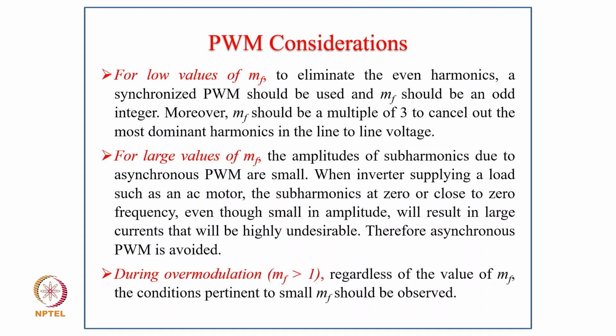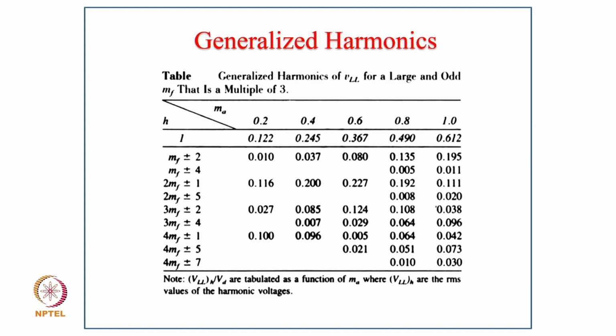During overmodulation, MA greater than 1, regardless of the value of MF, the conditions pertinent to small MF should be observed. So these are the generalized harmonics of the line voltage for large and odd MF with the modulation index, and these are the harmonics plus or minus with their magnitudes. You can interestingly observe that some of the harmonics are reasonably dominant, like 4 MF plus minus and 2 MF plus minus 1, which are of the order of, or even much higher than, the fundamental for the lower modulation index. So you cannot say that the even harmonics are negligible for every modulation index.